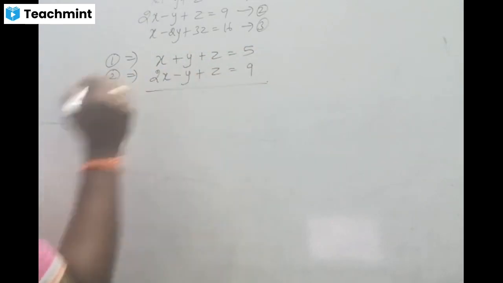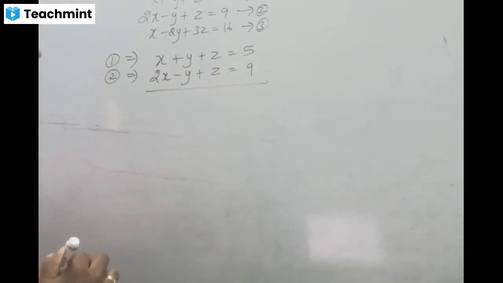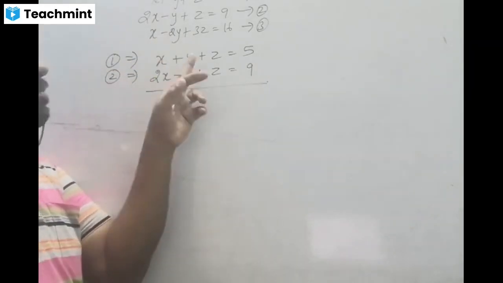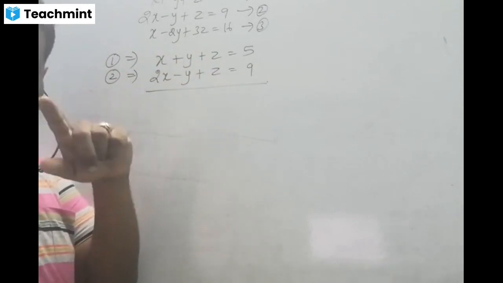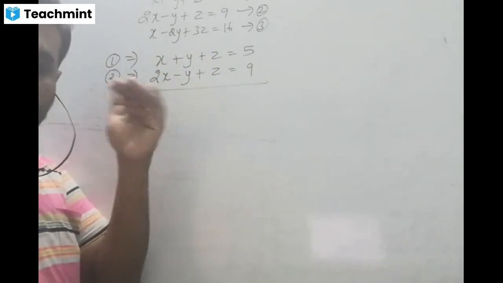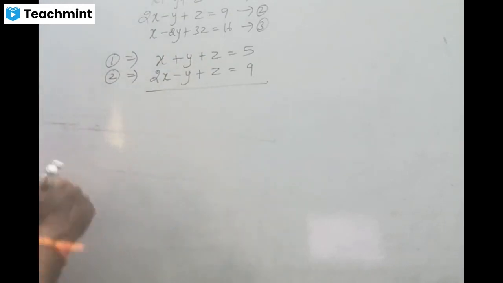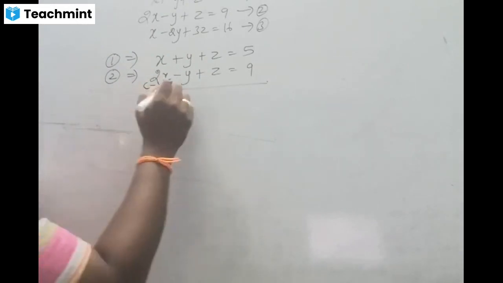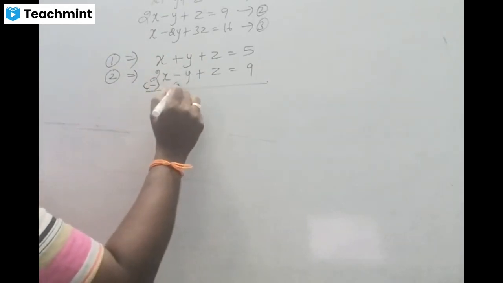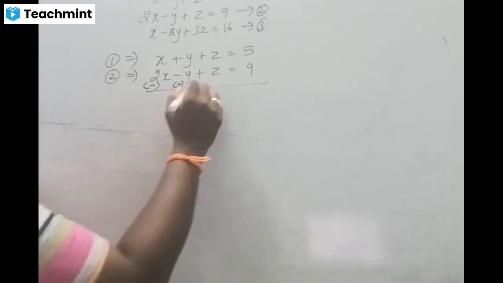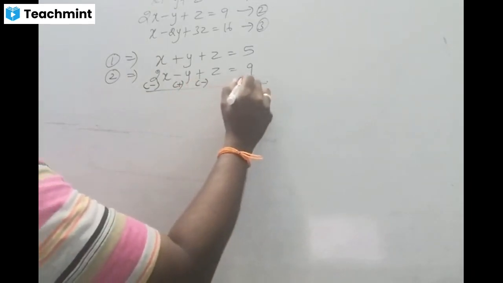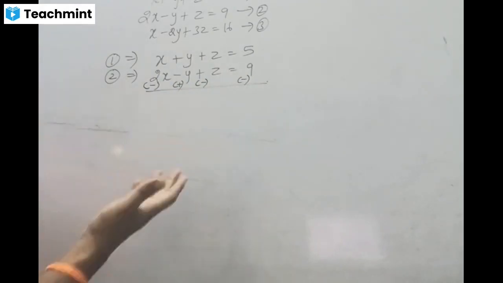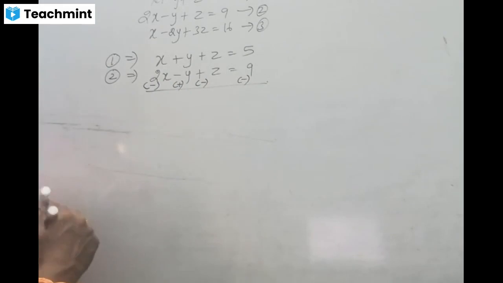Now, before eliminating, we have to observe. Here the coefficients are the same, as we already discussed. But the sign is what? Both z have the same sign. I already told you, if we have the same sign, then we have to subtract the second equation from the first equation. So here it is already plus, so I have to change it to minus. Here I have minus, so I have to change it to plus. If you have a plus, then change it to a minus. If you have a minus, then change it to a plus.